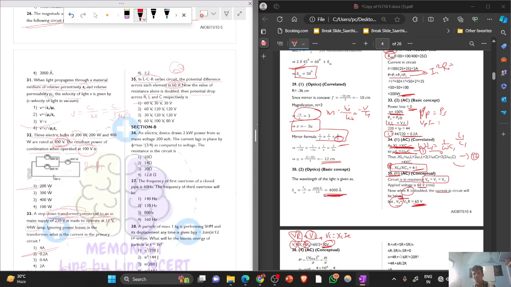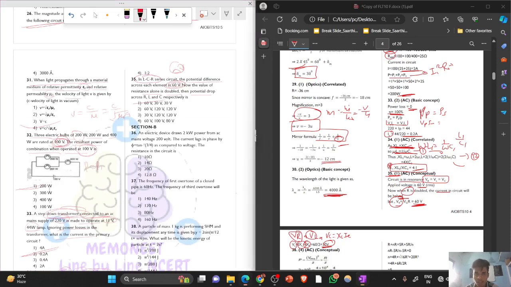It means that in the resonance condition, the potential drop across all the elements will be the same. If the resistance is halved, then the current through all the elements in series will be half. With the current half, you can easily find the potential for each: 60 by 2, 60 by 2 for the next, and 60 for the resistor.